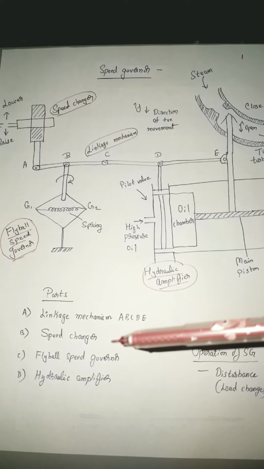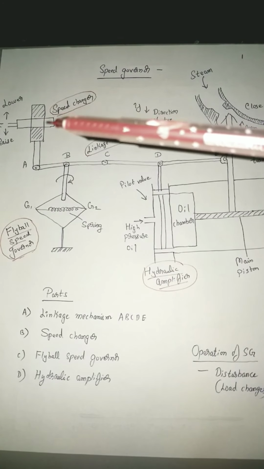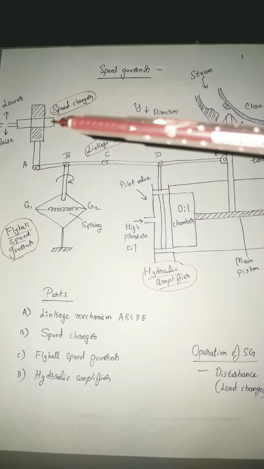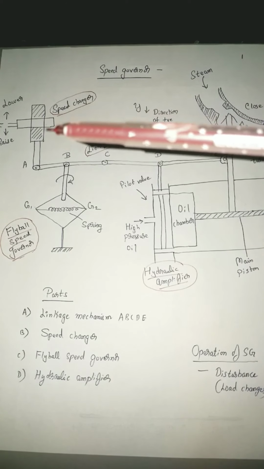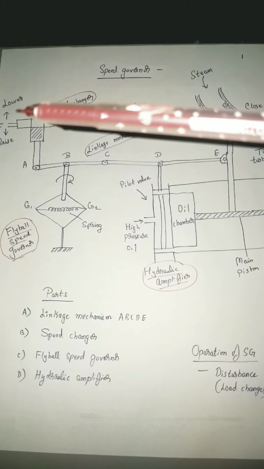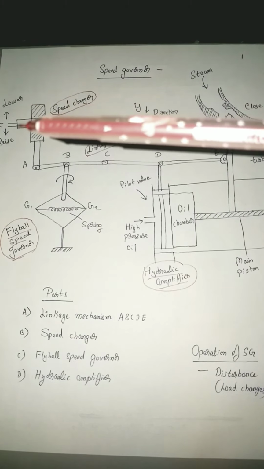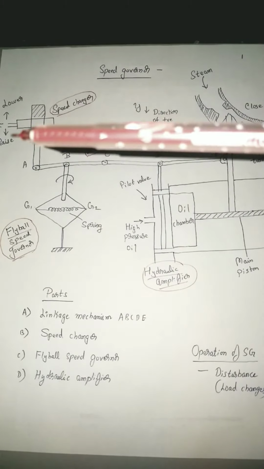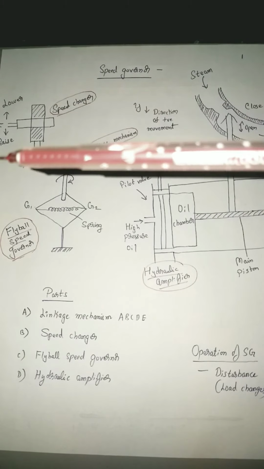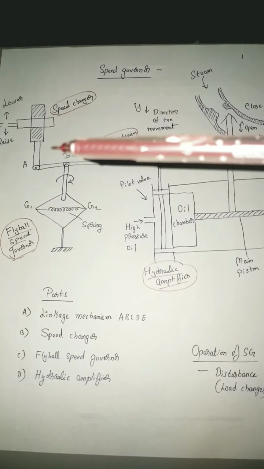When it comes to speed changer, here you can see the speed changer. It is just having a slider here. This slider has the option of moving upwards and downwards. Whenever there is a requirement to reduce the speed of the machine, the slider will move upwards. As you can see, lower here, here you can see rise. Whenever there is a need to increase the speed of the machine, the slider moves downwards.